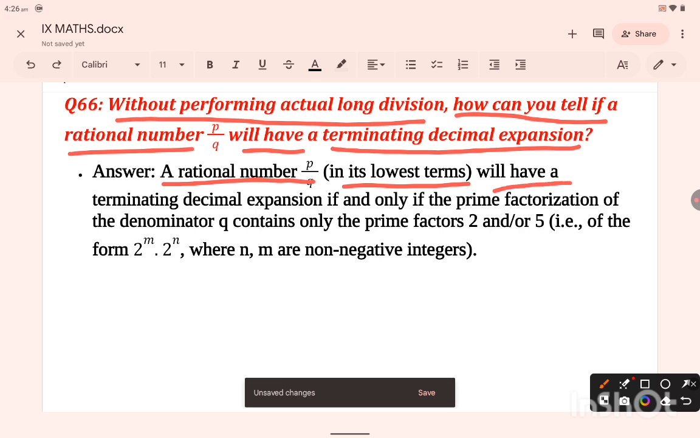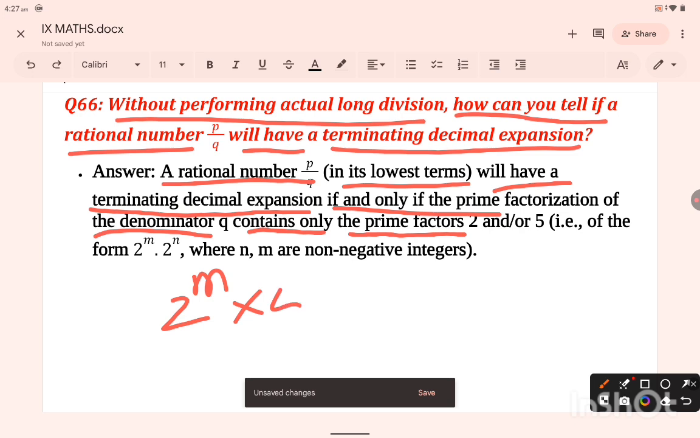will have a terminating decimal expansion if and only if the prime factorization of denominator q contains only the prime factors of 2, only the prime factors of 5, or only the prime factors of both 2 and 5. That means the denominator can be expressed as 2 to the power of m into 5 to the power of n, where m, n are non-negative integers.